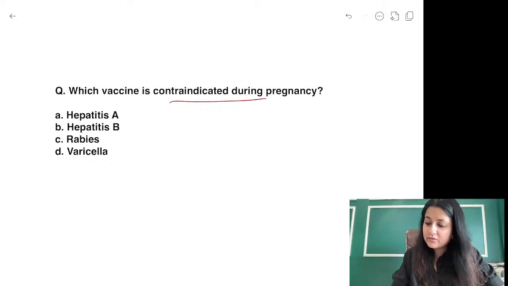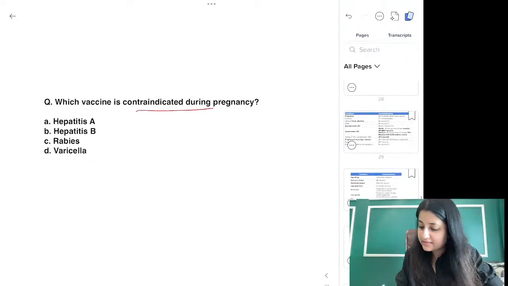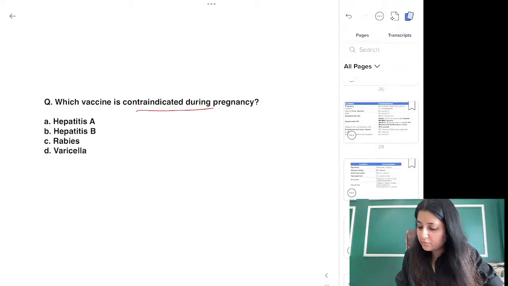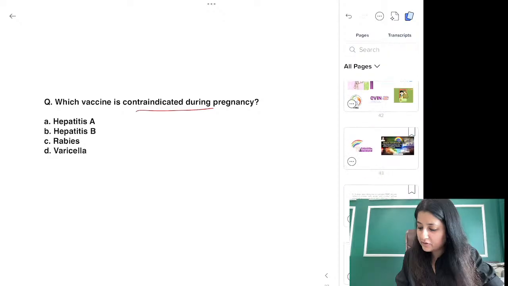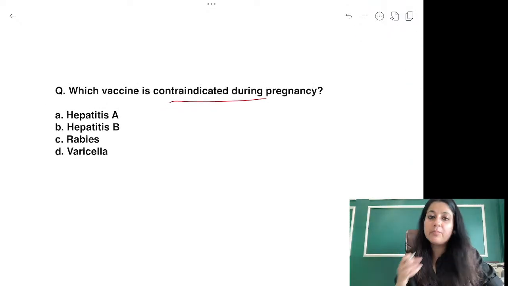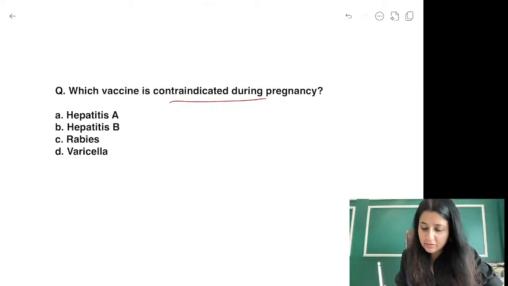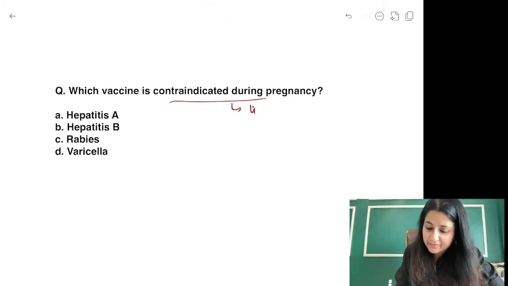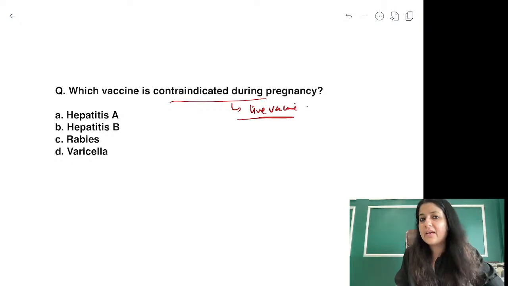Alright, which vaccine is contraindicated during pregnancy? So what is your answer here? Which vaccine is contraindicated during pregnancy? Yeah, we have just a couple of more questions to go, 10 more minutes. Tell me, which vaccine is contraindicated during pregnancy? The live vaccine. All you need to do is tell me the live vaccine here.